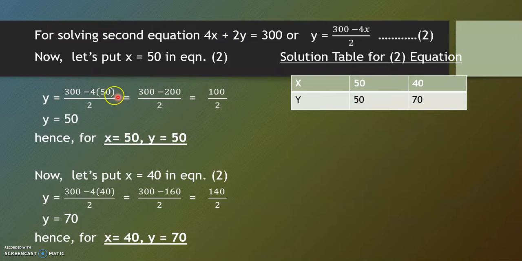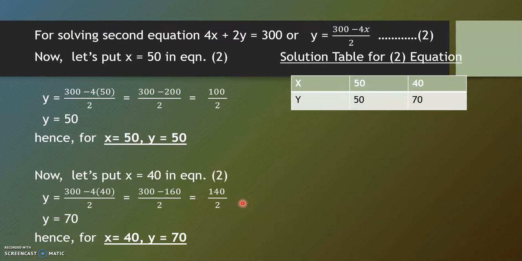Now 4 into 50 will be 200. So it will be 300 minus 200 upon 2. That will be 100 upon 2, that is 50. Okay. So for the value of x is equal to 50, you are getting a value of 50 in y. Now let's put x is equal to 40 in the second equation, then 4 into 40 will be 160. Then 300 minus 160 upon 2, 140 upon 2. That will give you 70. Hence for x is equal to 40, y will give you 70.